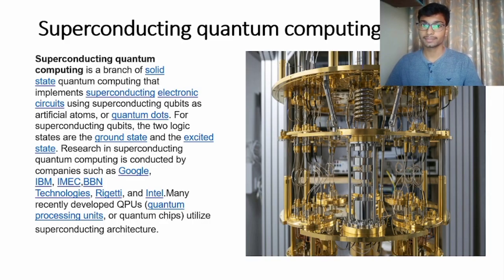Superconducting quantum computing. Superconducting quantum computing is a branch of solid-state quantum computing that implements superconducting electronic circuits using superconducting qubits as artificial atoms or quantum dots. For superconducting qubits, the two logical states are the ground state and the excited state. Research in superconducting quantum computing is conducted by companies such as Google, IBM, IMEC, BBN Technologies, DJT, and Intel. Many recently developed QPUs, or quantum processing units, of quantum chips utilize superconducting architecture.